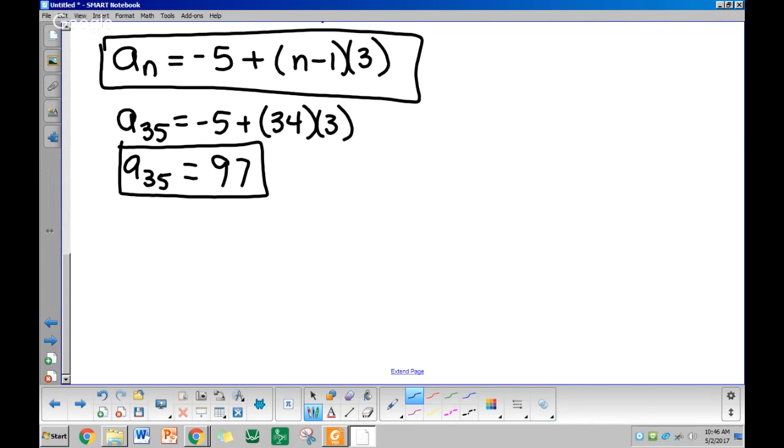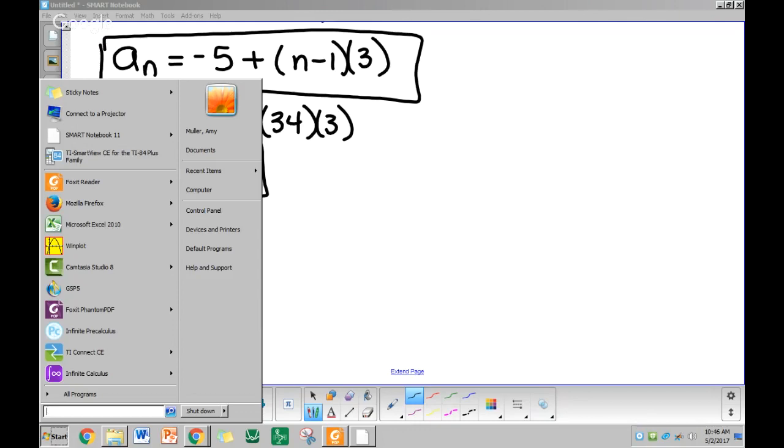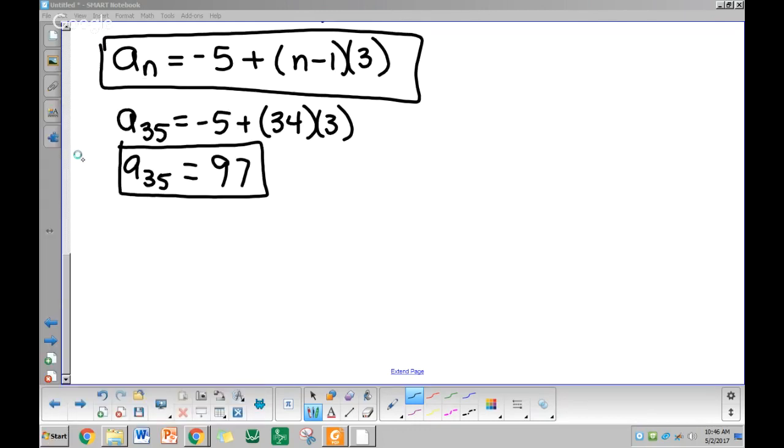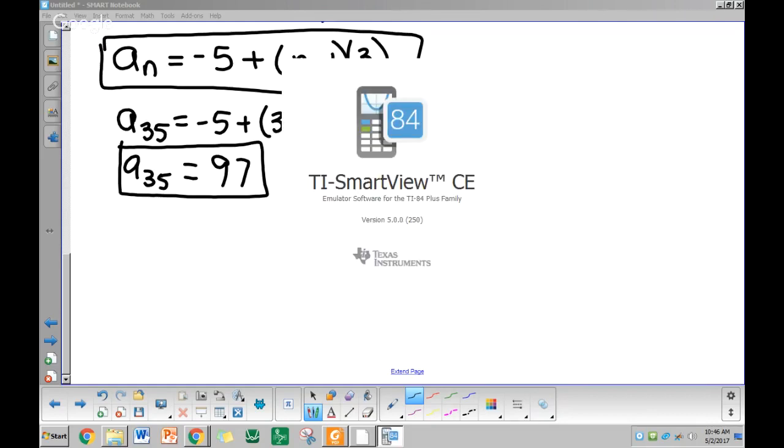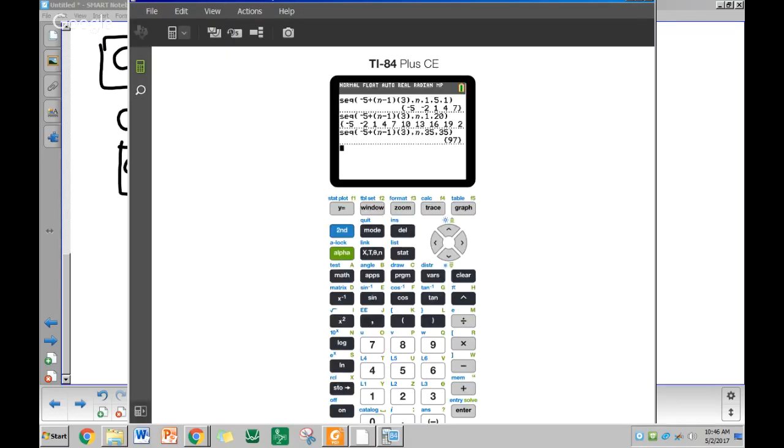Now let's show you how to do this on your calculator. We can do this on our calculator? But we have to change our mode. We need to be in sequence mode. That's the last mode, which means we've touched every mode. Everybody in sequence mode?